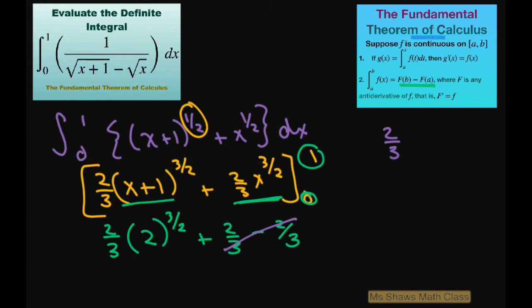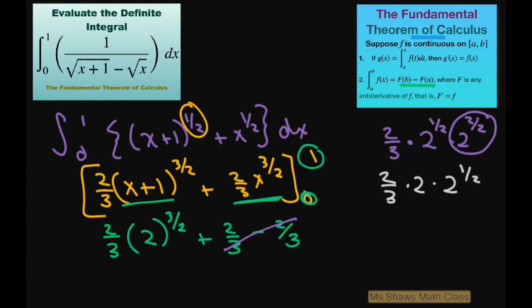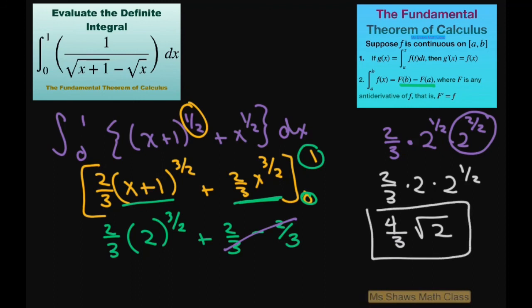Basically, this is going to equal 2/3 times 2 to the power of 3/2. I'm going to break this up: 2 to the power of 1/2 times 2 to the power of 2/2, so this is just going to be times 2. This is going to be 2/3 times 2 times 2 to the power of 1/2. This gives you 4/3 times the square root of 2, and this is your final answer.